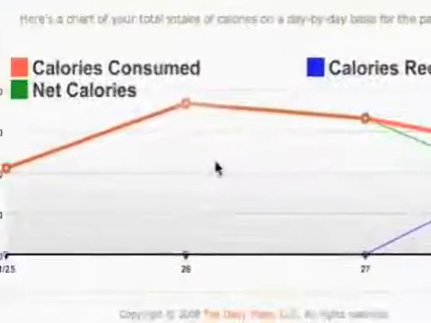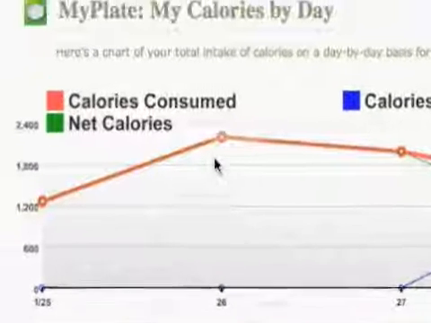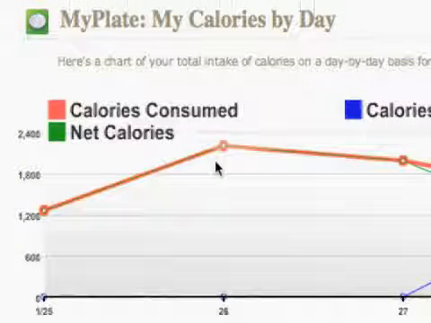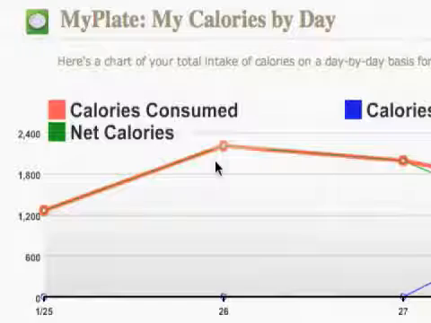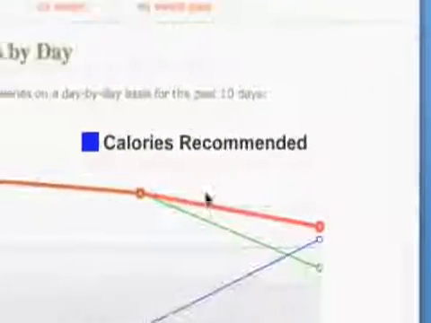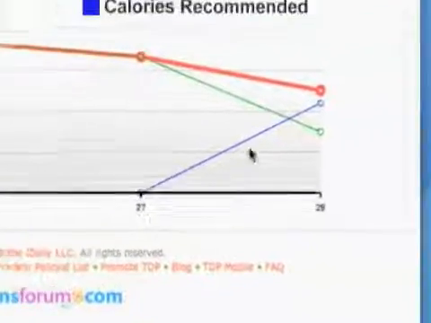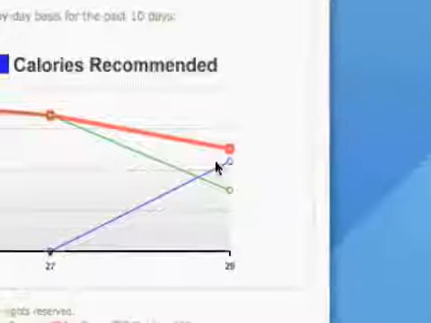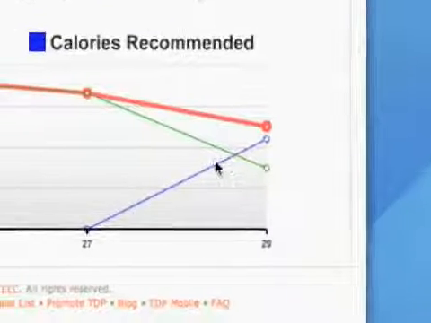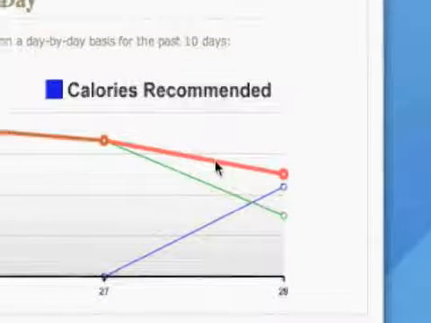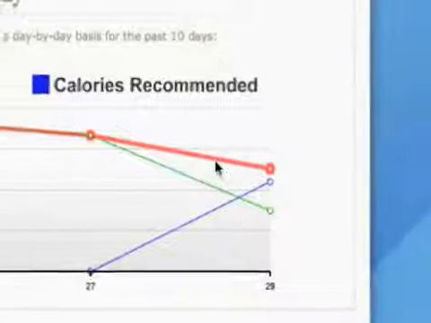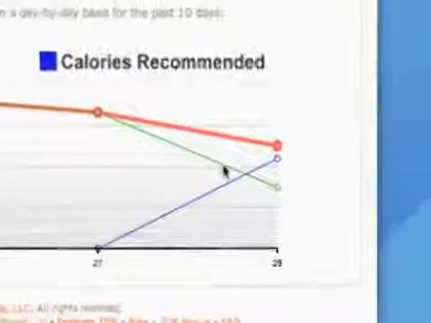So this would show a lot more days if I had been keeping up with things for longer. But since I just started this account, you can see it's showing the last 10 days, but I've only actually got 4 on here. And I only actually made my calorie goals today. So the calories recommended is this blue line. Calories consumed is this bold red line, and then net calories is this green line.